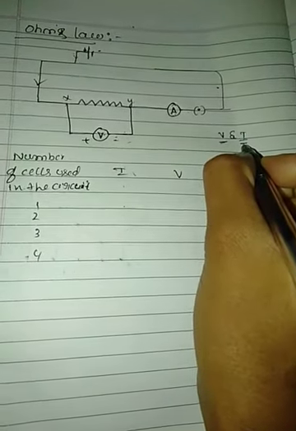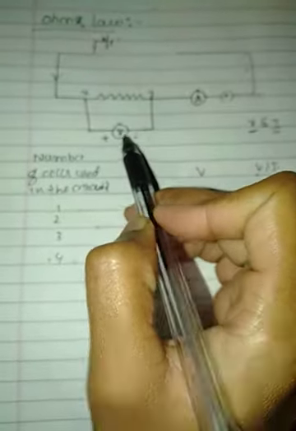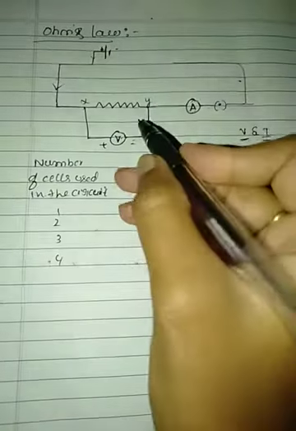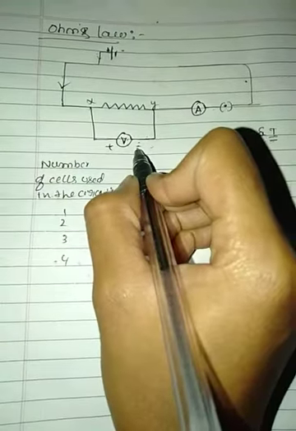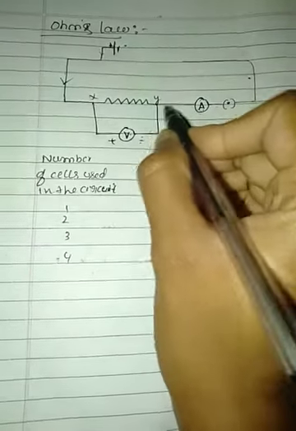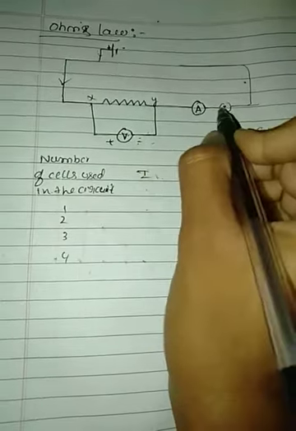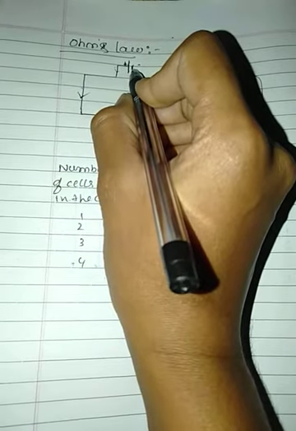flowing through the circuit. See here, there is a circuit consisting of a wire of length XY, and this is the voltmeter, which is used to measure the voltage or potential difference. This is the ammeter, connected in series. It is used to find out the current through the circuit. This is the plug key, and first we use only one cell as the source in the circuit.